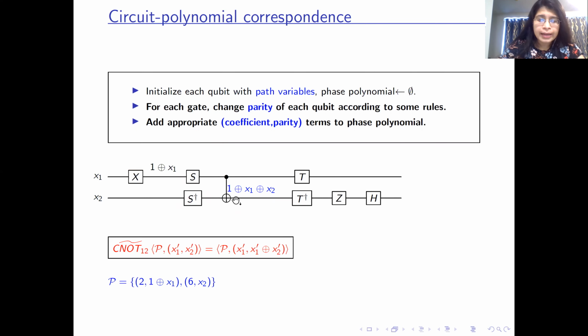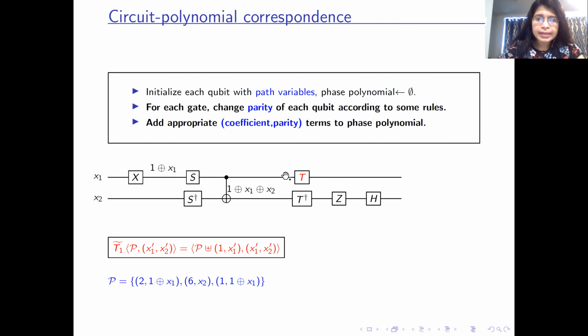When the CNOT gate acts, the state of the target qubit becomes the state of the control plus the target. This is how the parities change. When a T gate acts, we add 1, and x1 is the state of the qubit before the T gate acts. Here we see there are 2 such pairs which have the same parity term. This is the monomial, so we add their coefficients modulo 8.